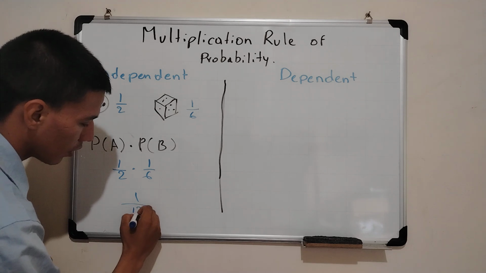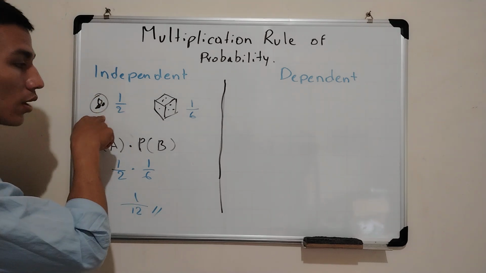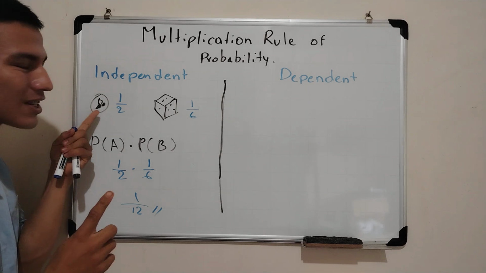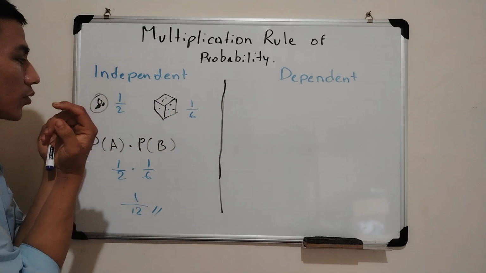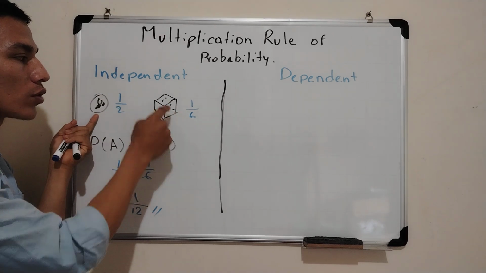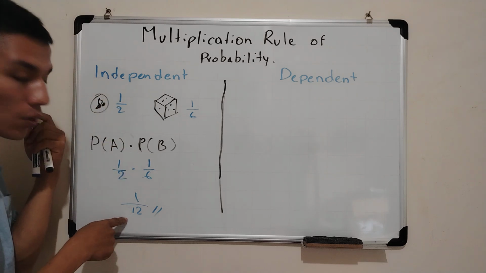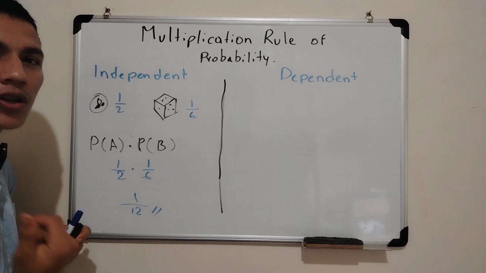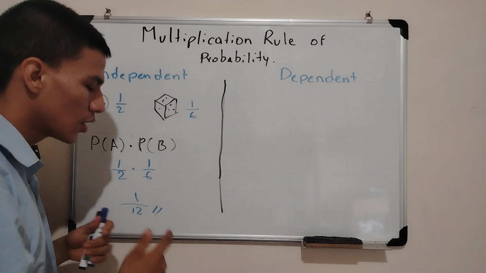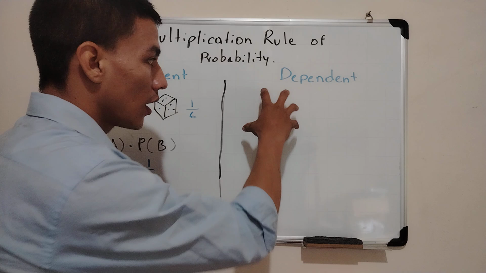And here is the probability of getting one result and another. Let's say that we want to have head and we want to have a 3. So the probability of that to happen is 1 over 12, or 1 divided by 12. That will be the same.